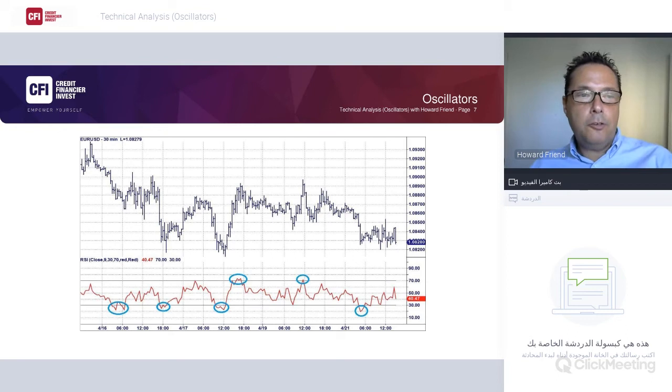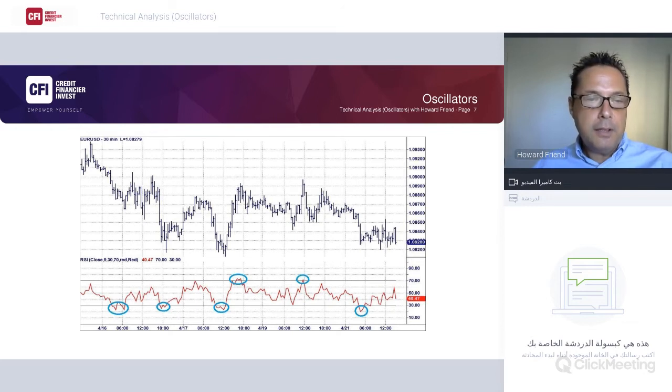Next example, this is a 30-minute chart of EUR/USD with that same 9-period RSI, again with 30 and 70 as overbought and oversold. This time around, I've ringed the movements into overbought and oversold territory, and how they coincide in some respects with some of the highs and lows on the chart.